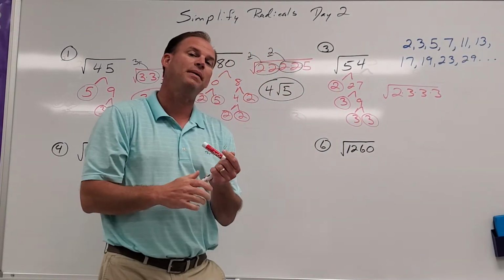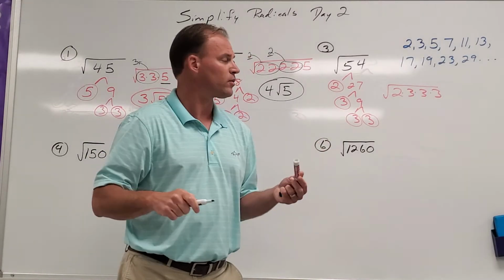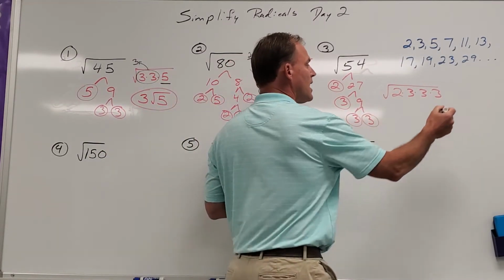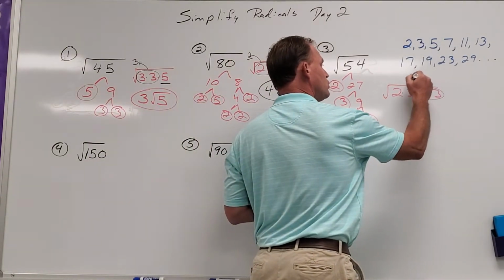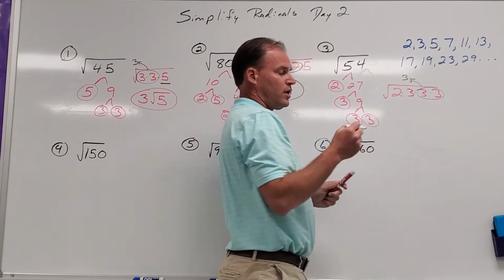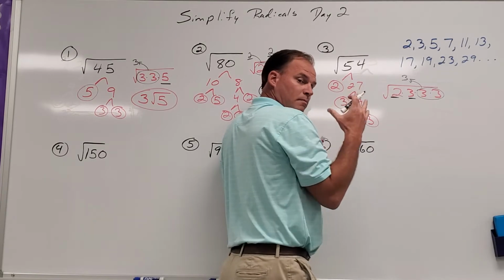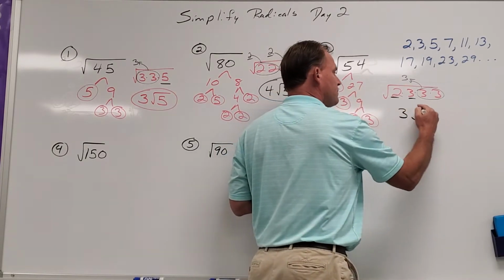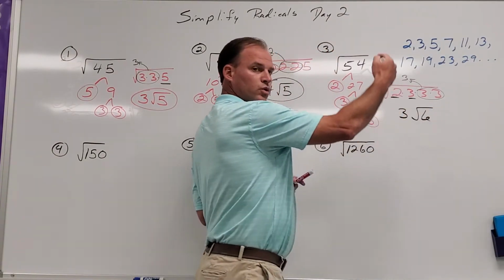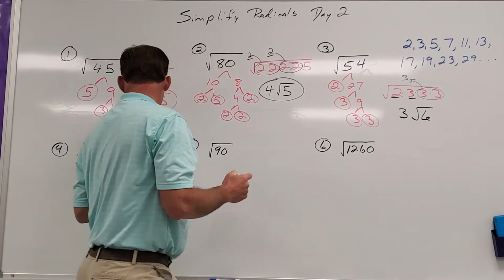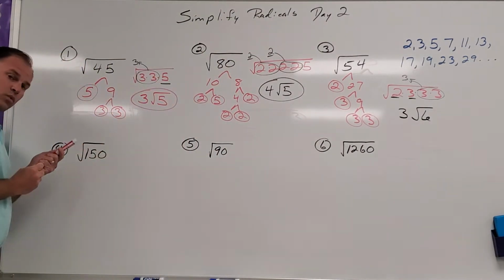Again, I find pairs of numbers. Got to be 2. I don't care that there's 3 3's in there. I can only pick 2 3's to make 1 3 on the outside. There's more than one number left in, so we multiply those back together. 3 root 6.